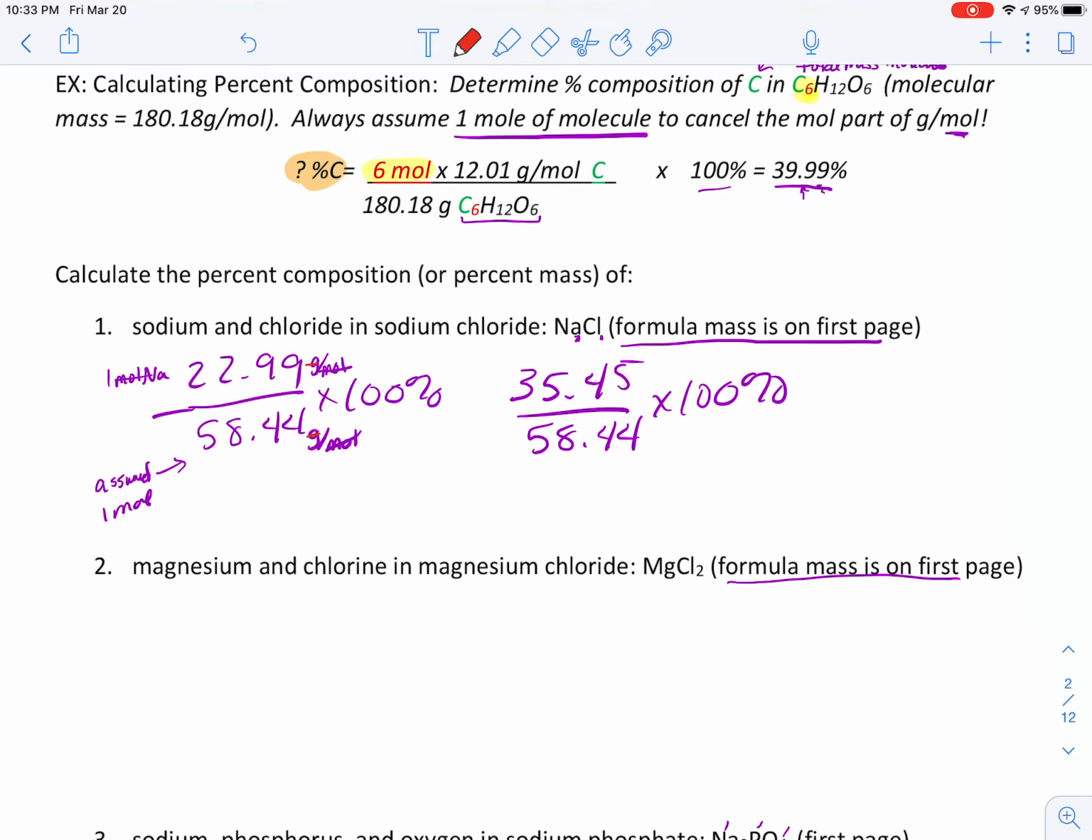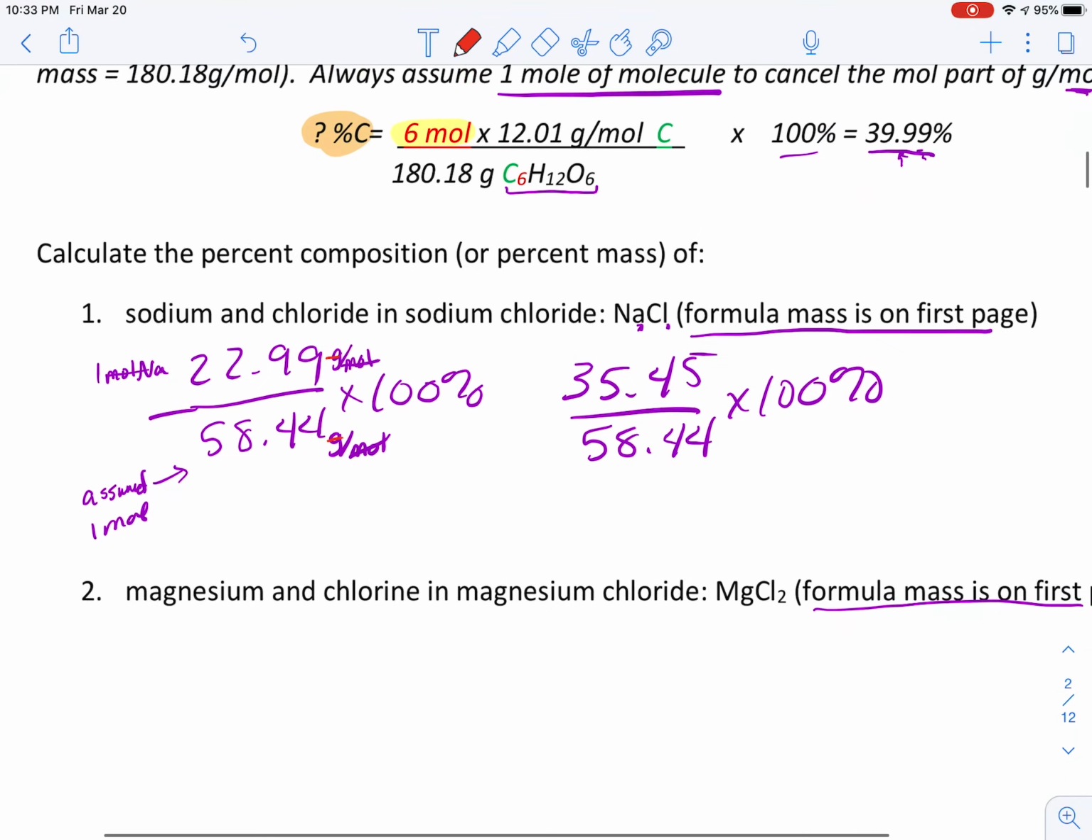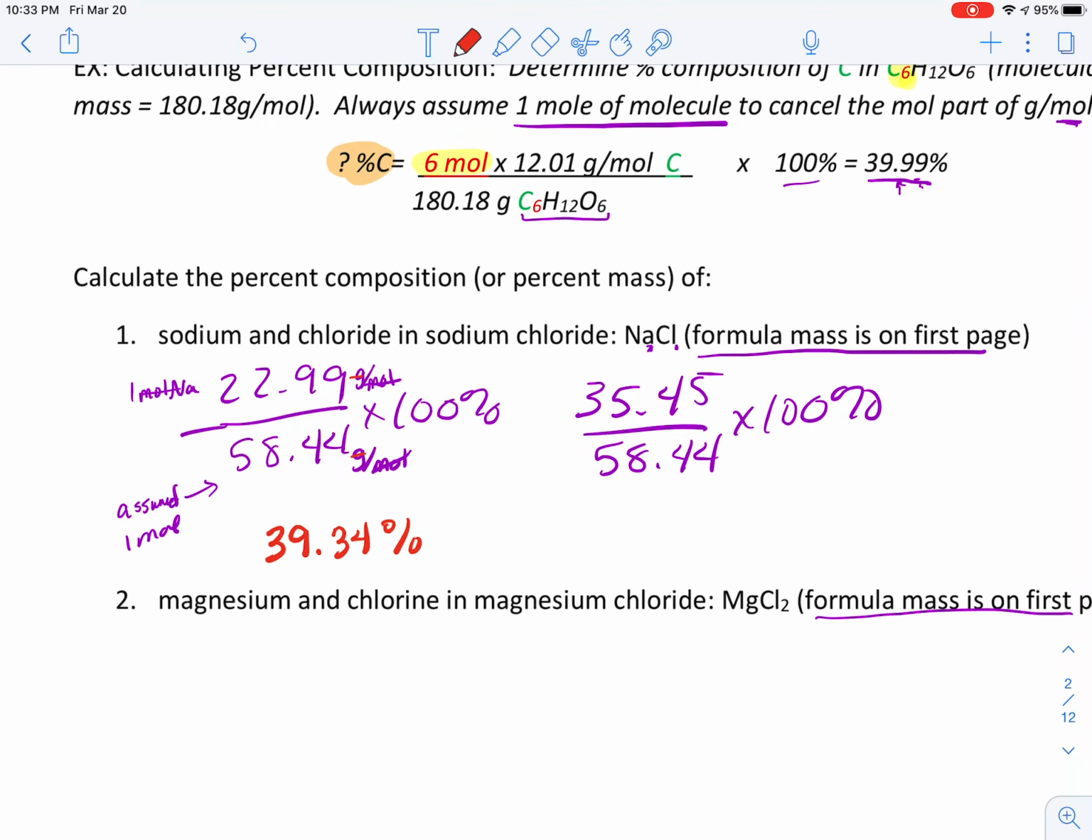So I've got my calculator handy. I'm going to put in 22.99 divided by 58.44, and I get 39.34%. That looks good. Over here, 35.45 divided by 58.44, and I get 60.66%. You'll notice these do add up to 100, which is great. That's my sodium and that's my chloride.